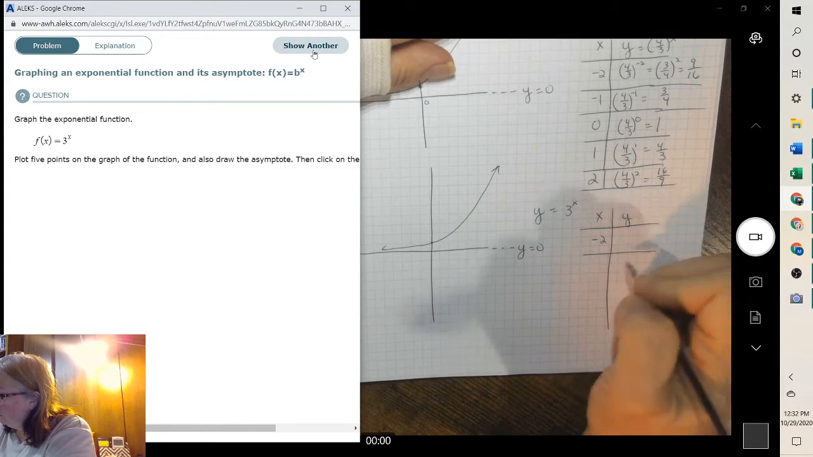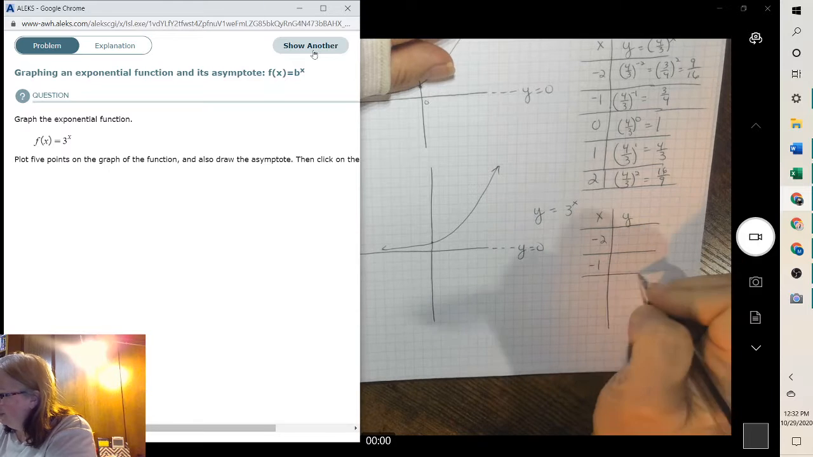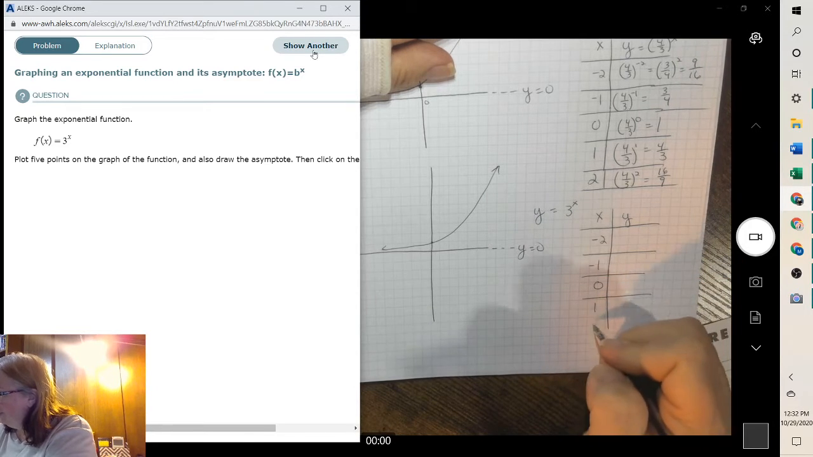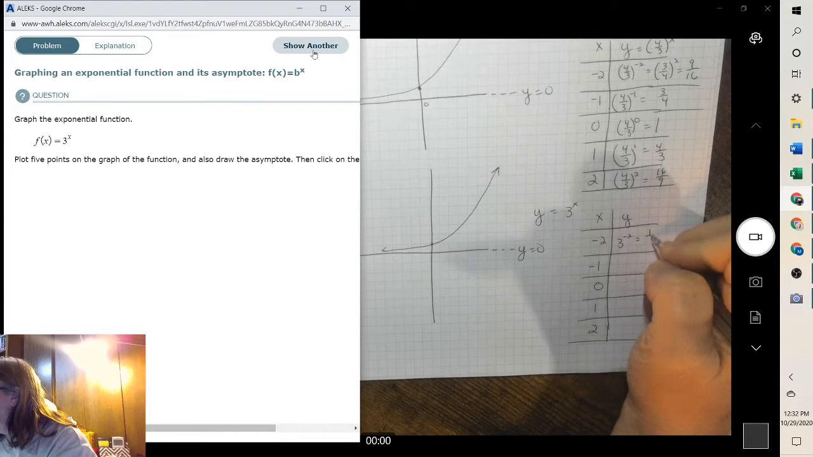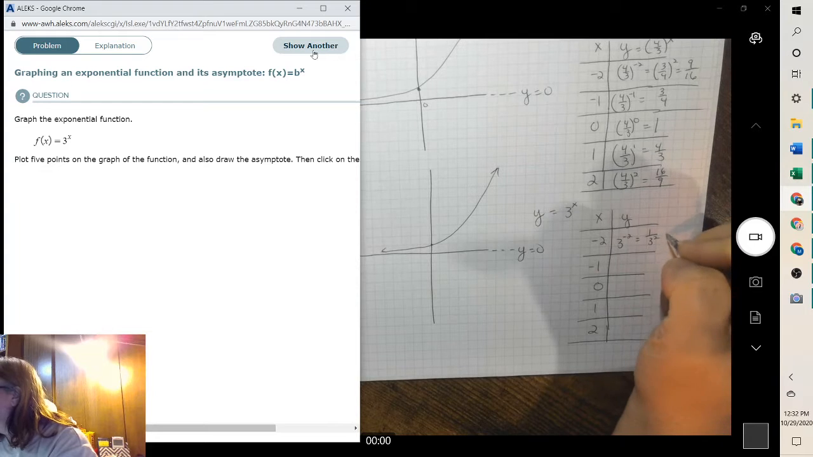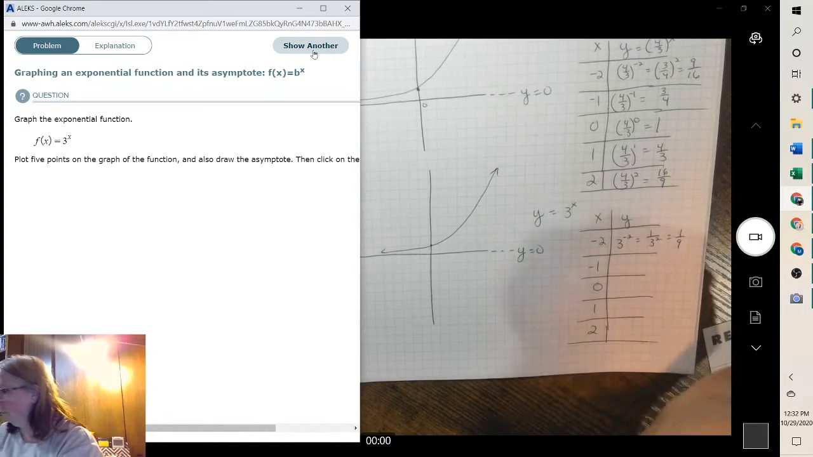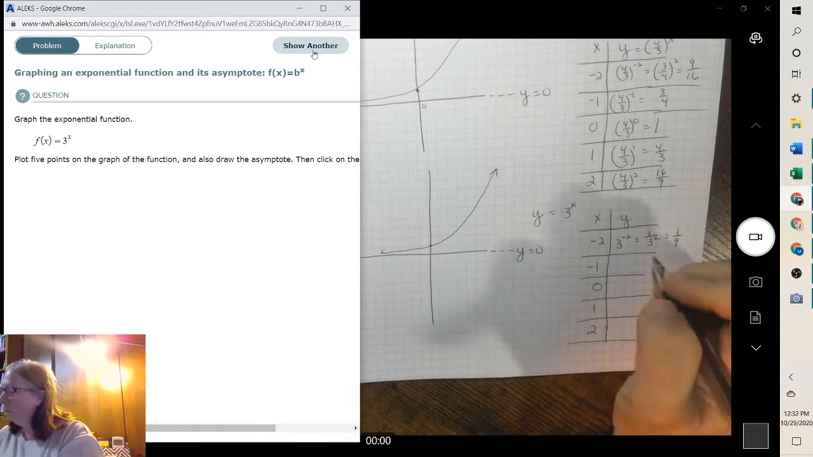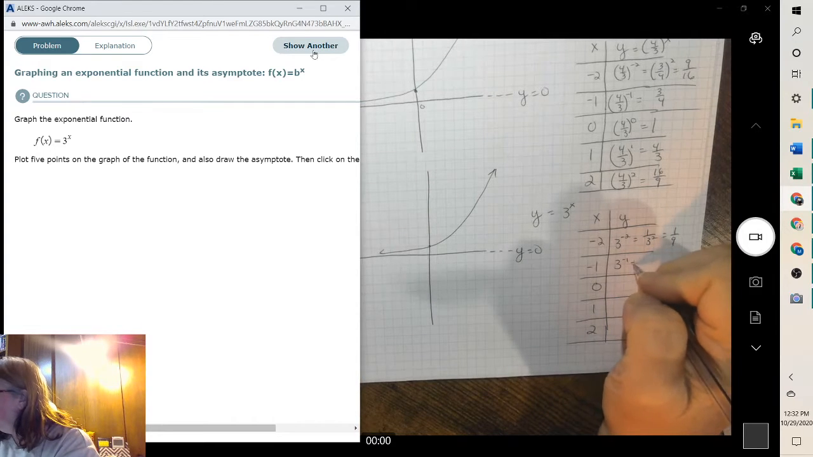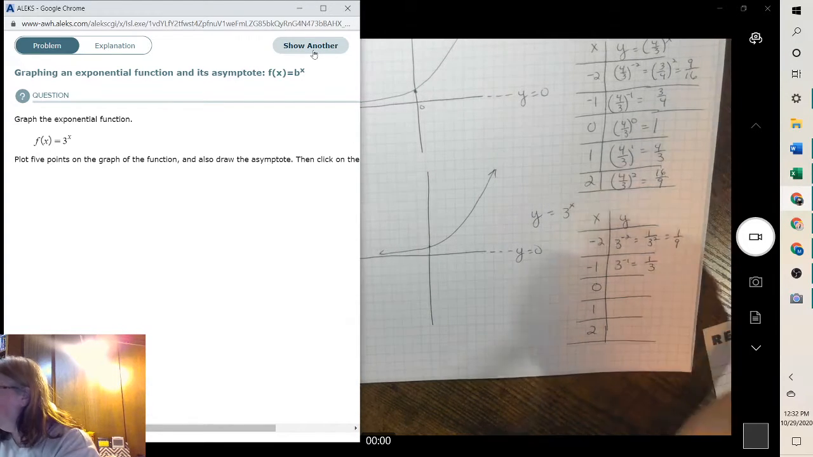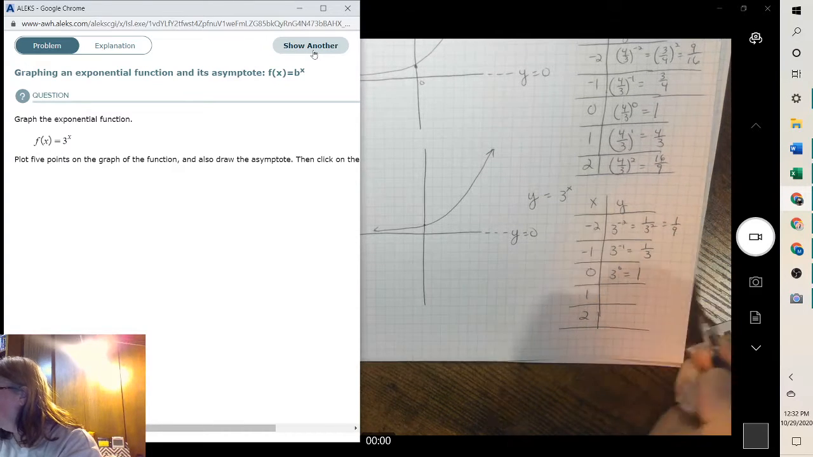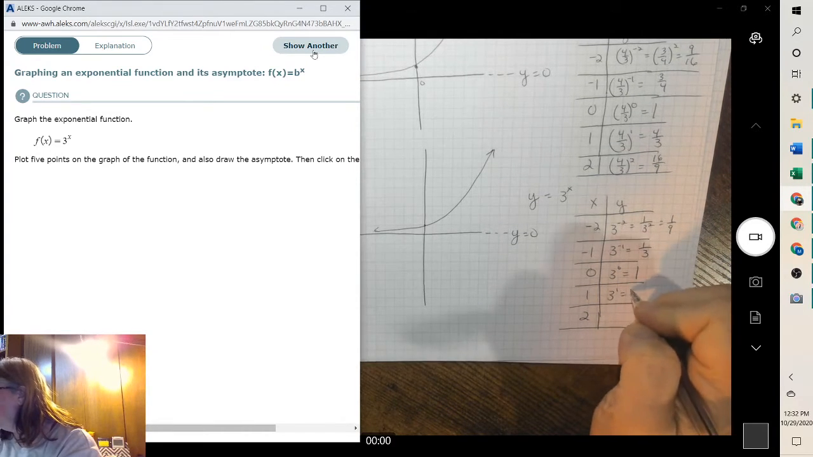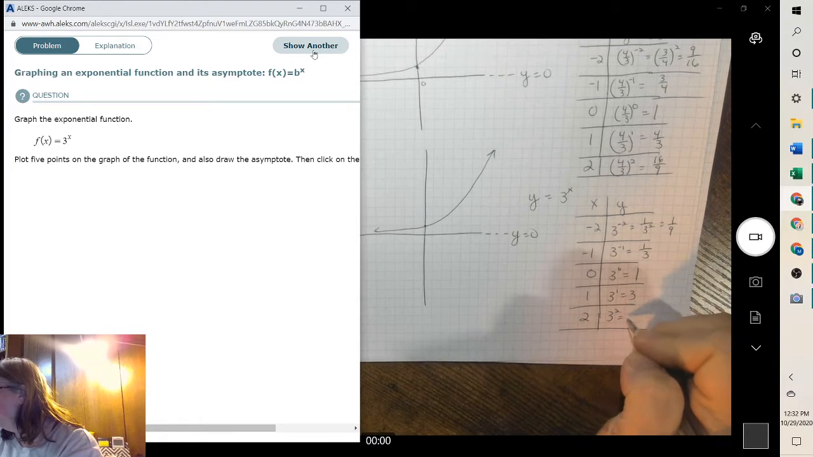-2, -1, 0, 1, and 2. 3 to the -2. The negative moves it to the denominator. 3 squared, 9. So it's 1/9. 3 to the -1. Negative moves it to the denominator. 1/3. Anything to the 0 is 1. 3 to the first, 3. 3 squared, 9.